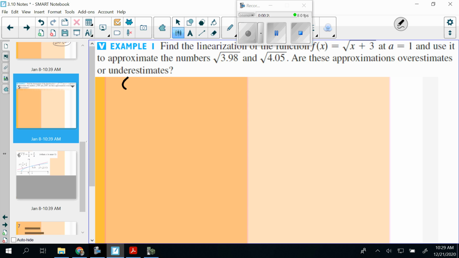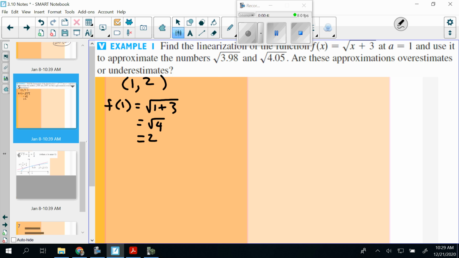We know our x value is 1 because they say a equals 1. What's the y value? To get that, we can plug in 1 for x and see what this ends up being. So we end up with square root of 4, which is 2. So our point is (1, 2).